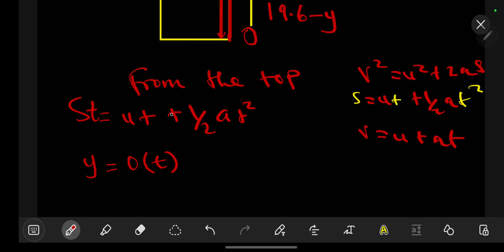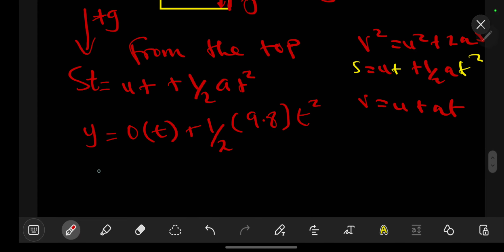Then we have our t. So for this one that is dropped, our gravity will be positive, since gravity acts downwards. So we have plus half, then our gravity is 9.8, then our time squared. So this gives us Y equals, 0 times t is 0, so we forget about that. Half times 9.8 will give us 4.9 t squared. So let this be our equation 1.